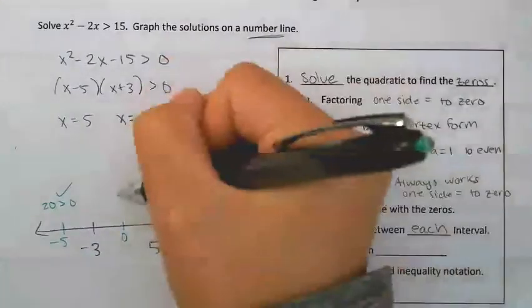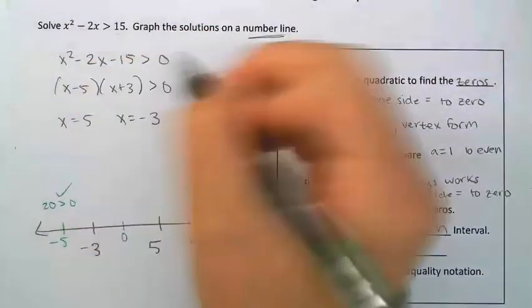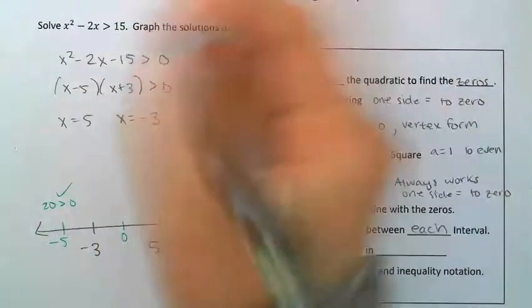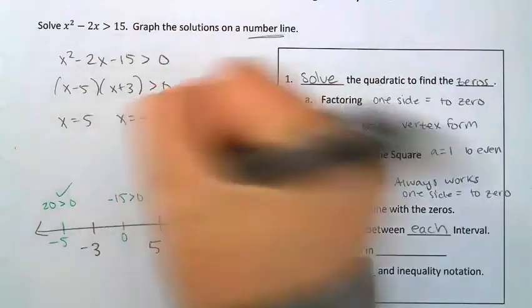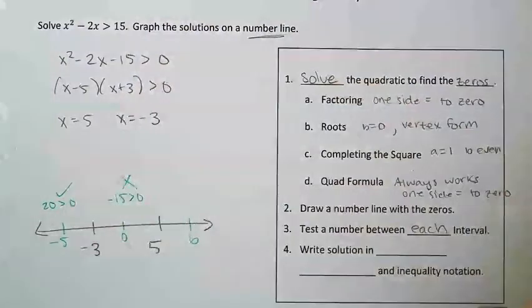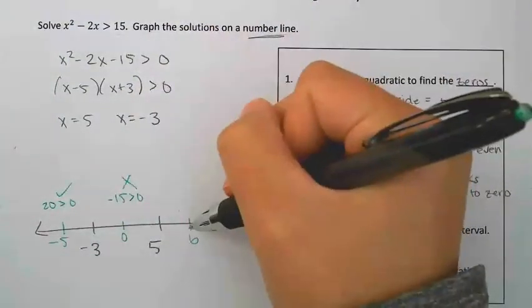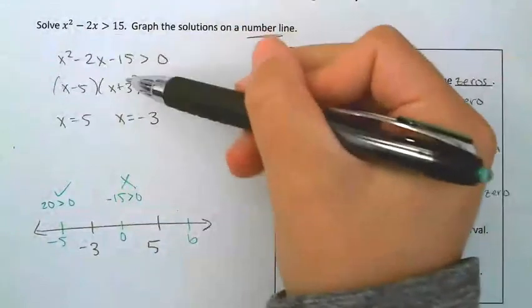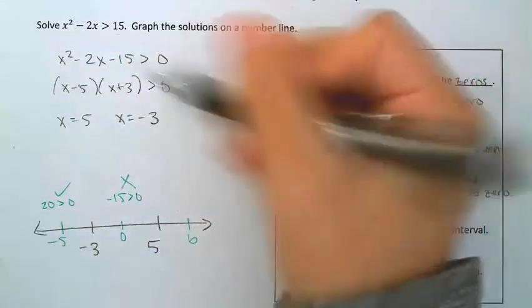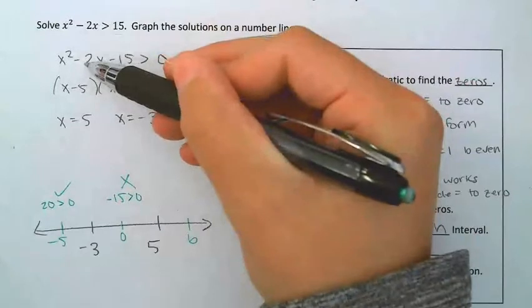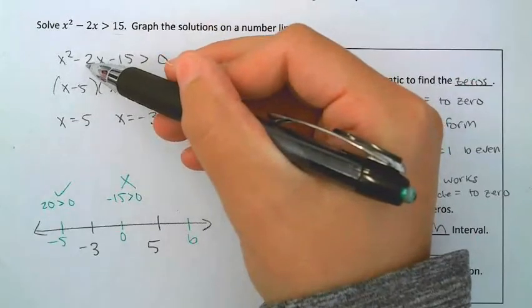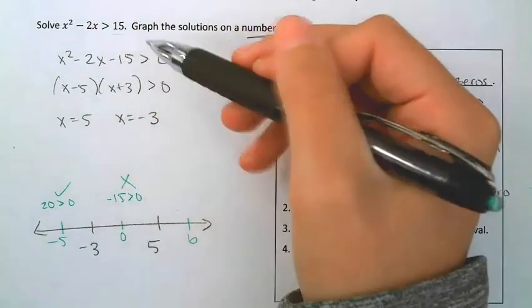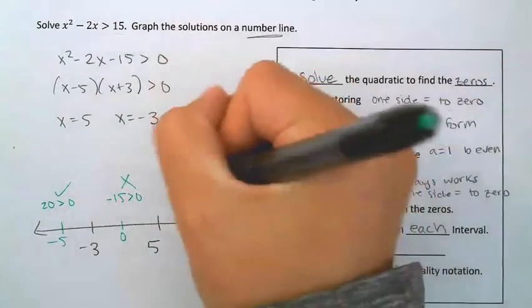If I'm testing 0, I'm going to put it in here. I think that one might be easier for this scenario. This ends up being negative 15, and negative 15 is greater than 0. That's not true, so I wouldn't shade there. If I test 6, I'll test 6 in this one again. It doesn't matter where I test it because these are equivalent. So that would be 36 minus 12, which is 24, and 24 minus 15 is going to give us 9. So 9 is greater than 0.